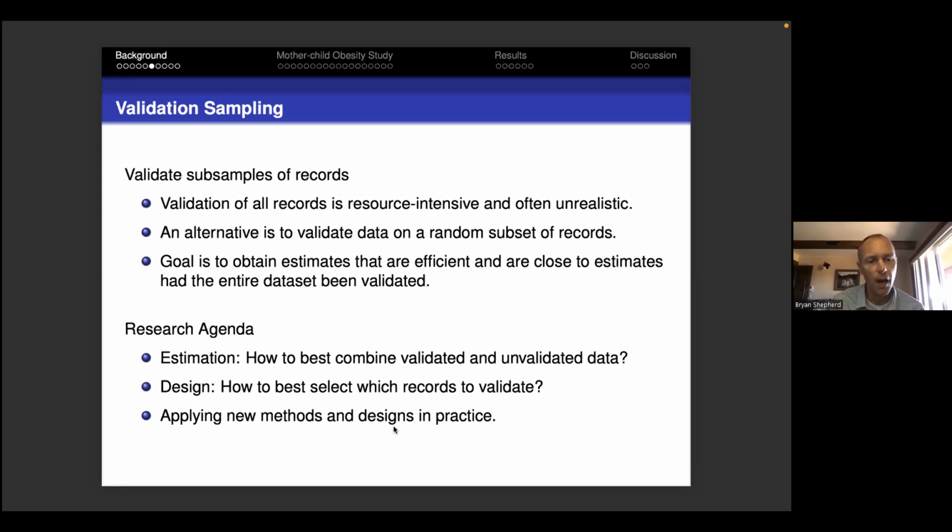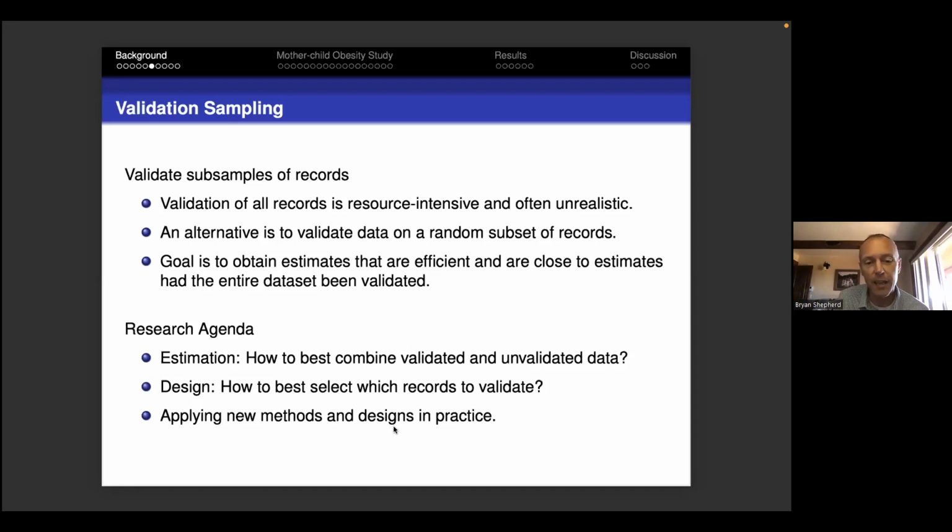And so our large research agenda has been three main components. One of them was estimation: how do we best combine validated data on a subset with the unvalidated data on a lot of records? Design is: how do we best select which records to validate? Some may be more informative than others. And finally, applying these new methods and designs in practice.